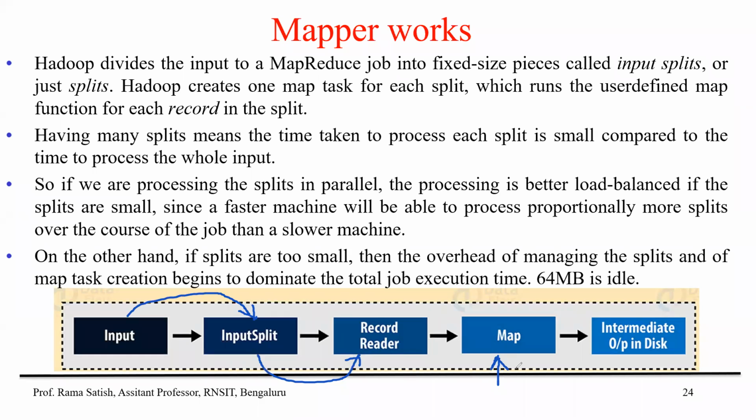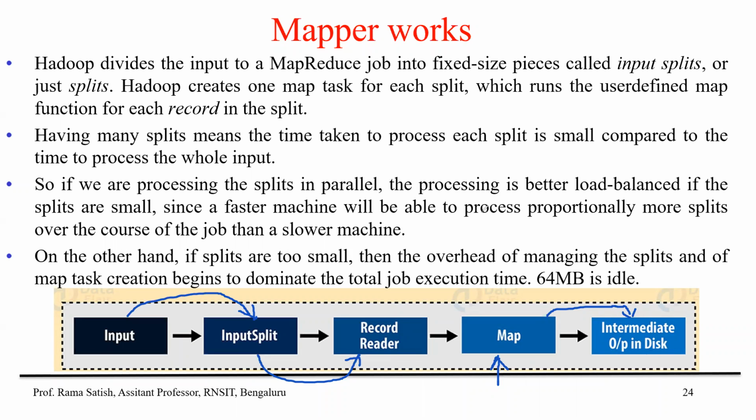Map is going to execute the operation on this data, and finally it will send the result to the intermediate stage. That is, it has to go to the next stage. So before it goes to the next stage, it will be put in the intermediate, in-between stage. So Hadoop divides the input.